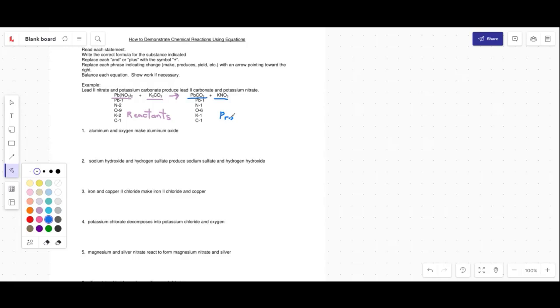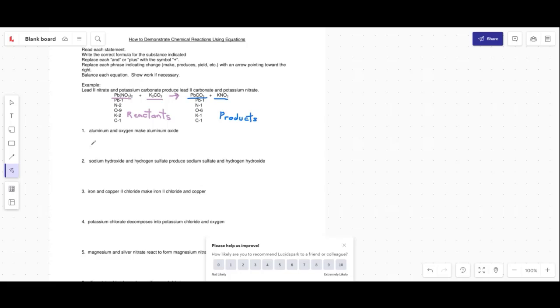Now, for many of us, it's going to be familiar, but if you happen to be from a culture that does not read from left to right, this could be a little bit weird, but we're going left to right, reactants to products. All right, so we're going to go ahead and write and balance these chemical equations. We'll look at problem number 1.